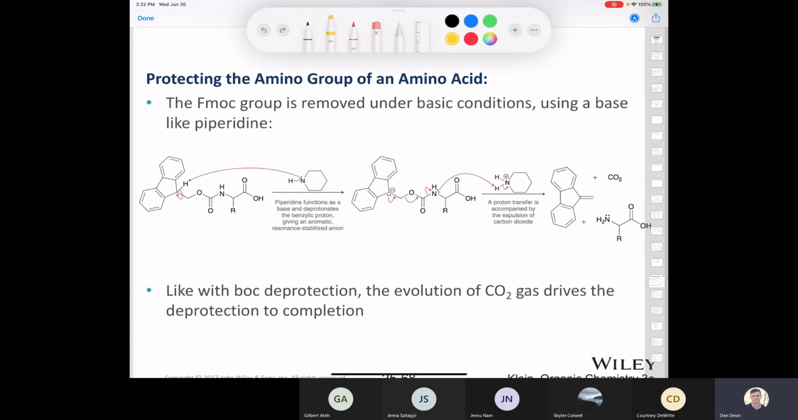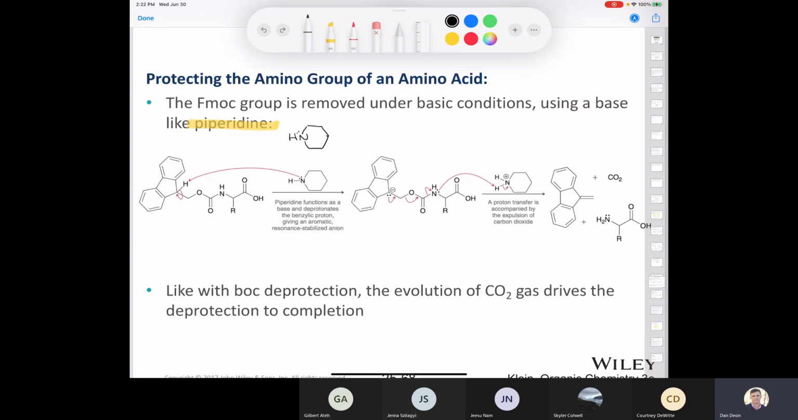And piperidine is this molecule here. It's a 6-membered ring with a nitrogen in it. This is piperidine, and all you need is piperidine. What it does is it removes this proton here, and you end up with this resonance stabilized anion, which is aromatic, and then that undergoes a decomposition to give you carbon dioxide again. So also a very high yielding deprotection, the Fmoc deprotection.